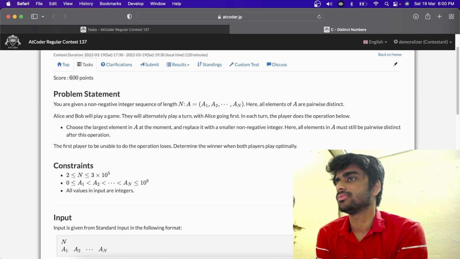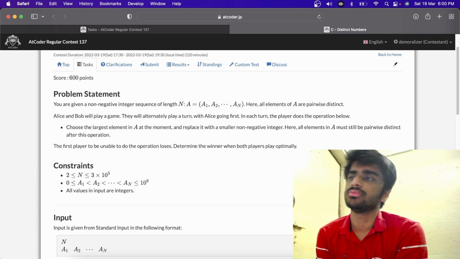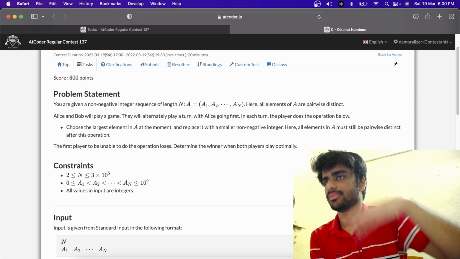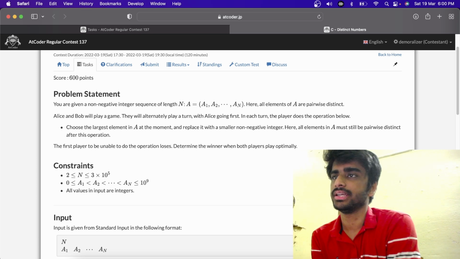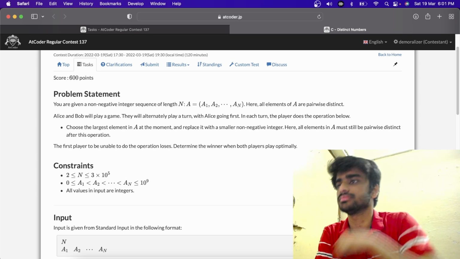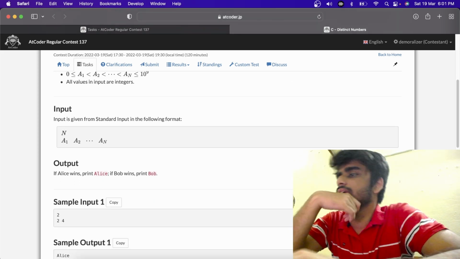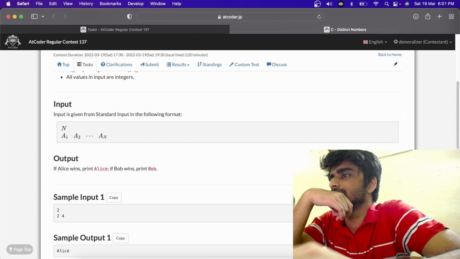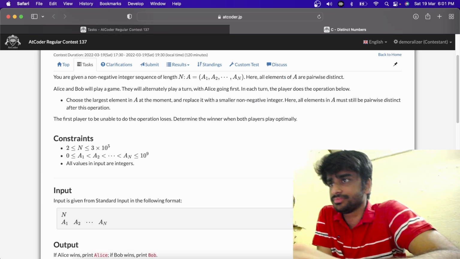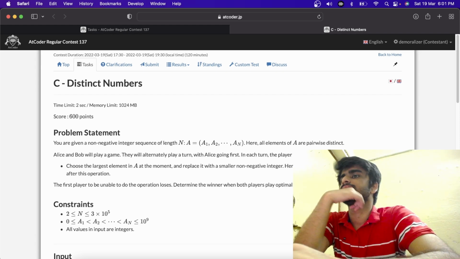Right. So one will lose when the values become like 1, 2, 3, up till n. If all the values are there, then you cannot decrease it to a non-negative integer. Okay, so this definitely does not seem straightforward at all. Definitely complicated.